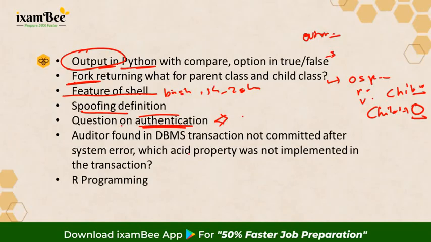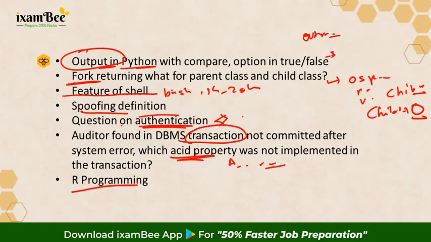The next question was related to ACID properties. These are the properties which are implemented in transaction control. ACID is atomicity, consistency, isolation and durability. These are four properties of DBMS that are used to maintain a transaction in the system.